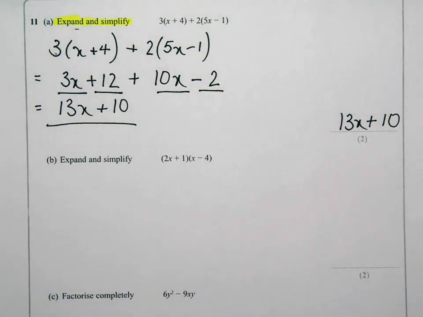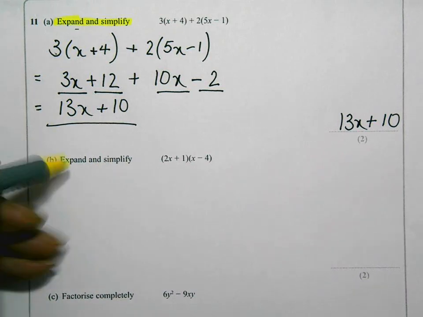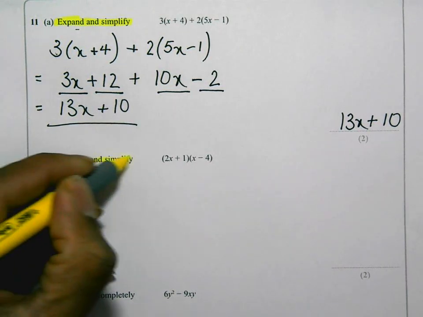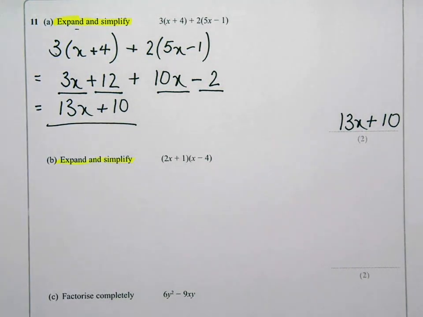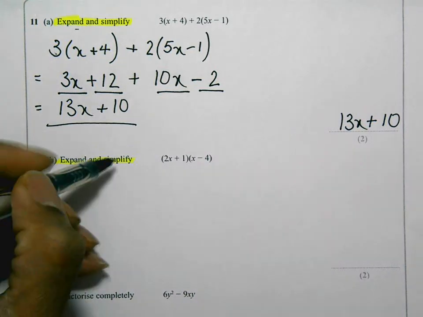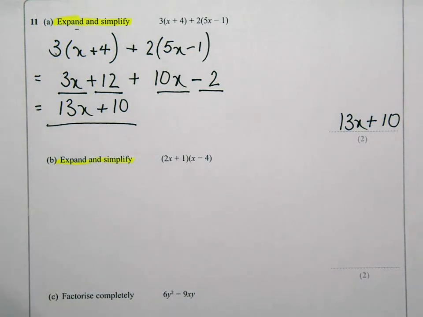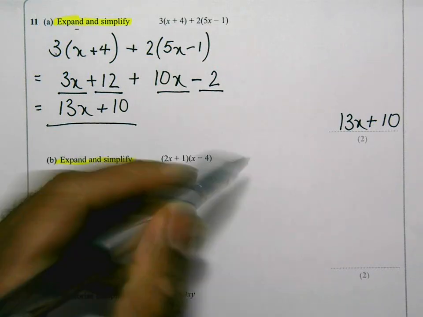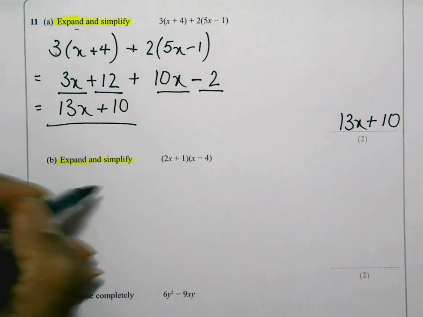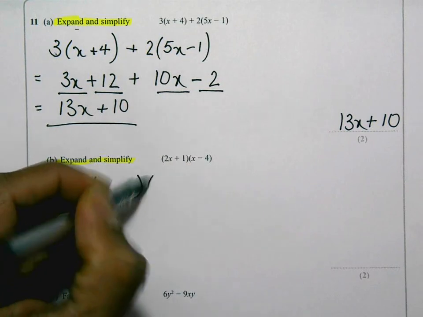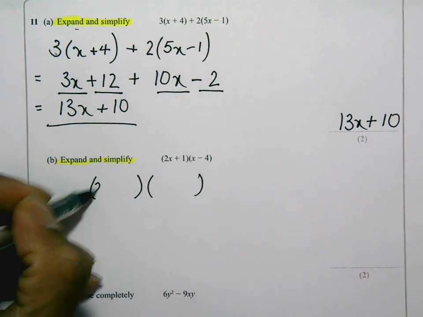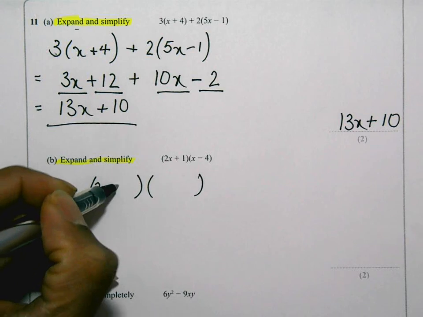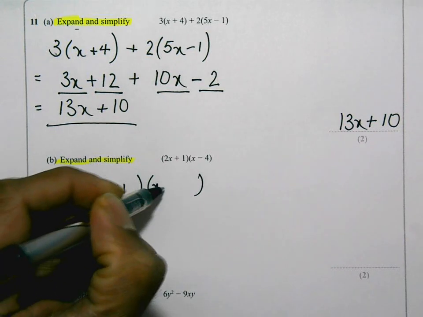Part B. Part B says a similar thing. Expand and simplify. And in this case, there are 2 pairs of brackets being times together. And this is one that you should be quite familiar with. There are many techniques you could use. You could use the box method. You could use the sort of smiley face method, or using the arrows. And actually, that's what I am going to do. I'm going to rewrite the question just so that you can see it clearer. So 2x plus 1 and x minus 4.